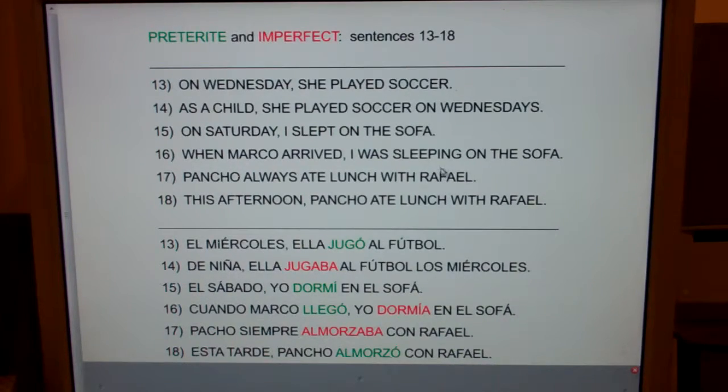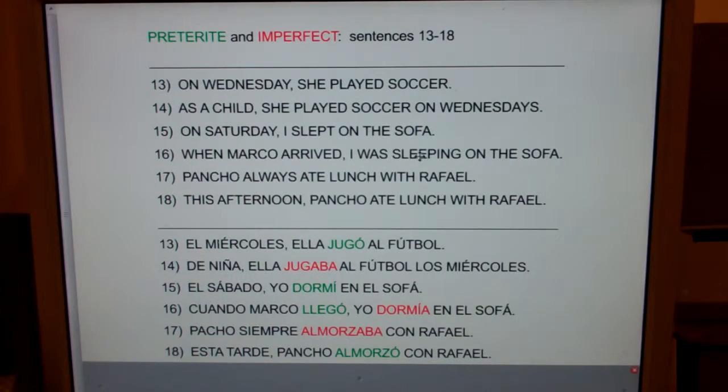I was sleeping. Anytime it's ing in the past tense, it's always imperfect. So if you see ing in the past tense, eating, sleeping, dancing, it's imperfect, and the verb will end in a form of aba or ia. Number 17, Pancho always ate lunch with Rafael. See the word always? If it's always, it's going to be imperfect. And if it's AR, it's going to end in a form of ABA. And if it's ER-IR, it's going to end in IA.